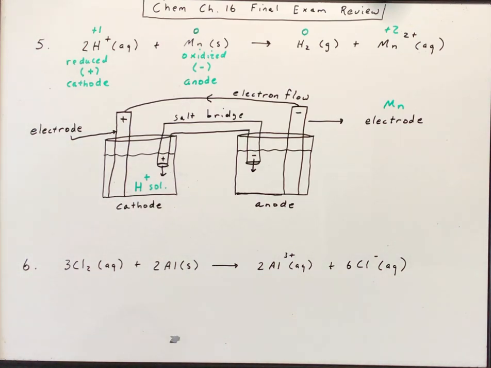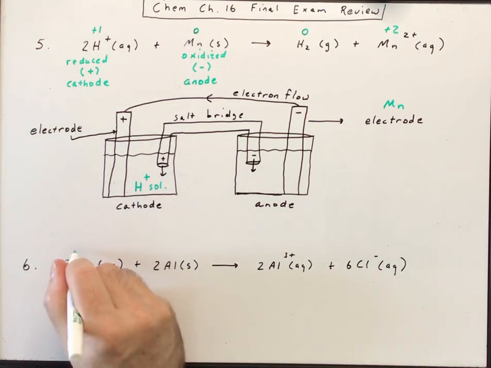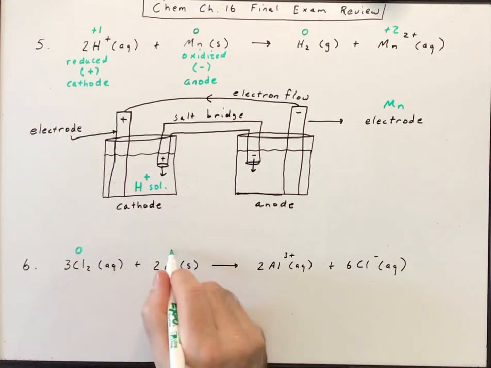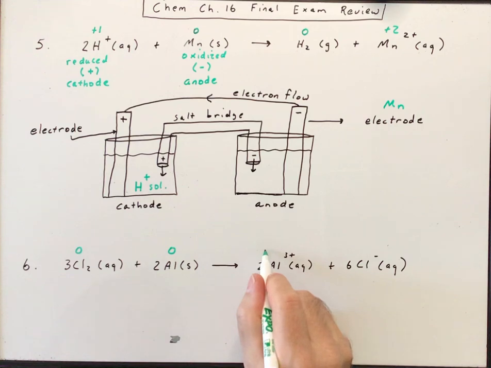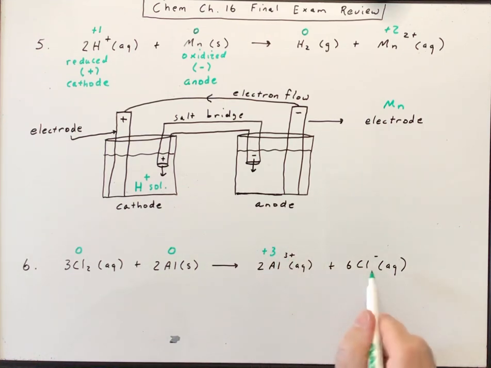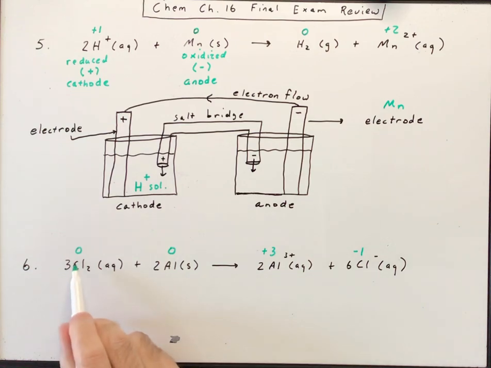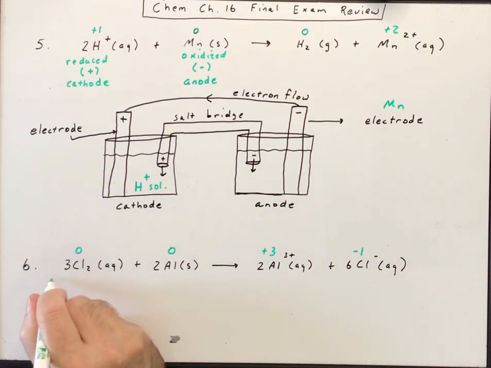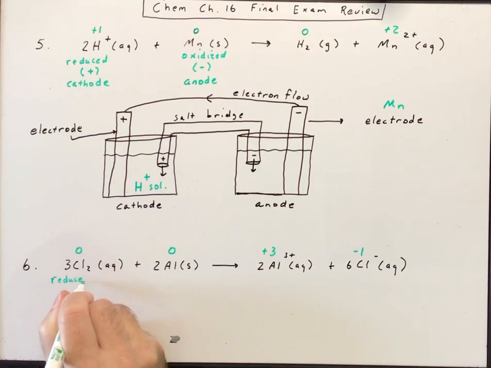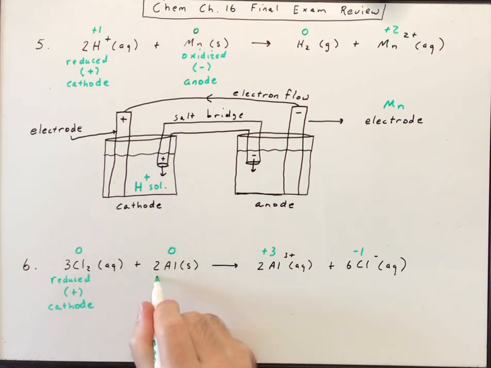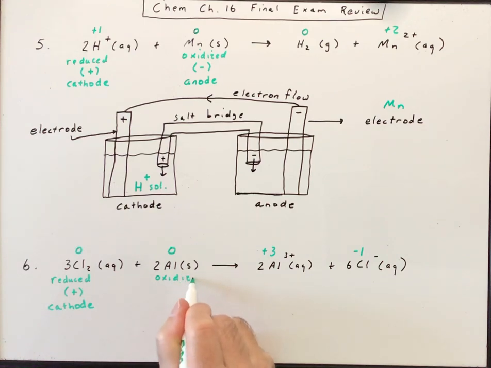All right, in terms of oxidation numbers, for Cl2 it would be 0. For aluminum, 0 by itself. Plus 3, it's the charge, and then the charge minus 1. So chlorine's going from 0 to minus 1. That means chlorine is reduced, making it the plus side of the battery, which we call the cathode. Aluminum is oxidized, making it the negative side of the battery, our source of electron flow, and that would be the anode.